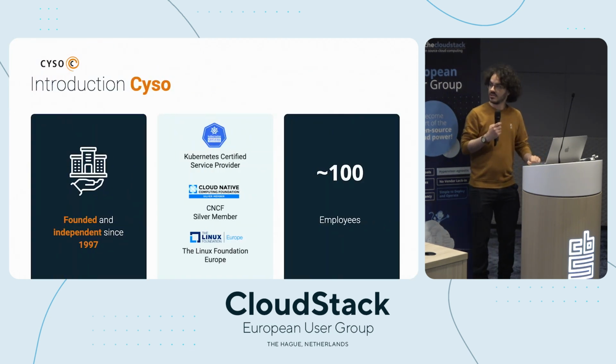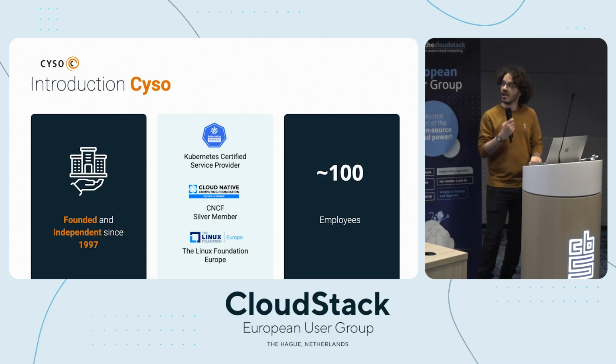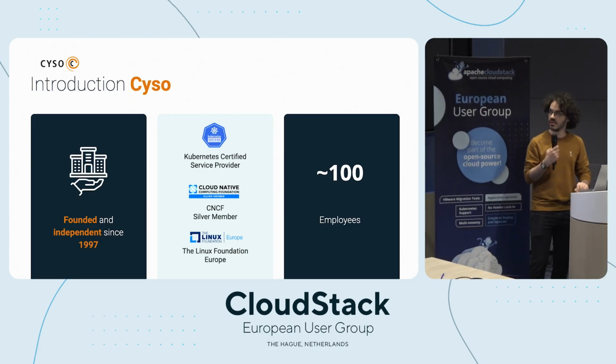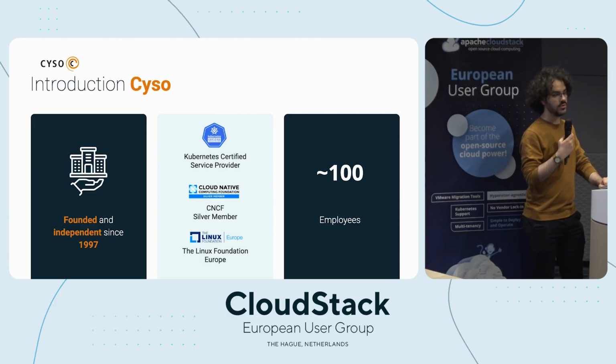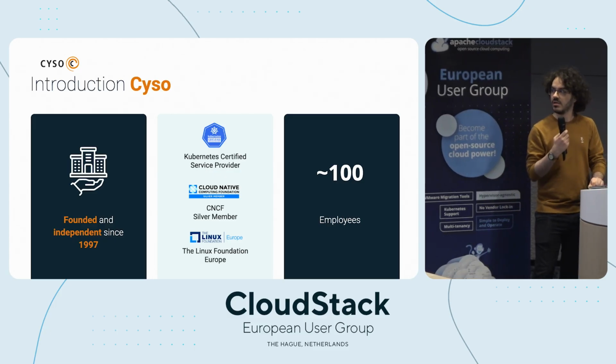And Cyso is a Dutch company. It's been founded and independent since 1997. There's a bunch of logos here, but we offer public cloud, we offer professional services, so we're also a managed service provider, and we offer Kubernetes as a Kubernetes Certified Service Provider. And our company is around 100 employees strong.